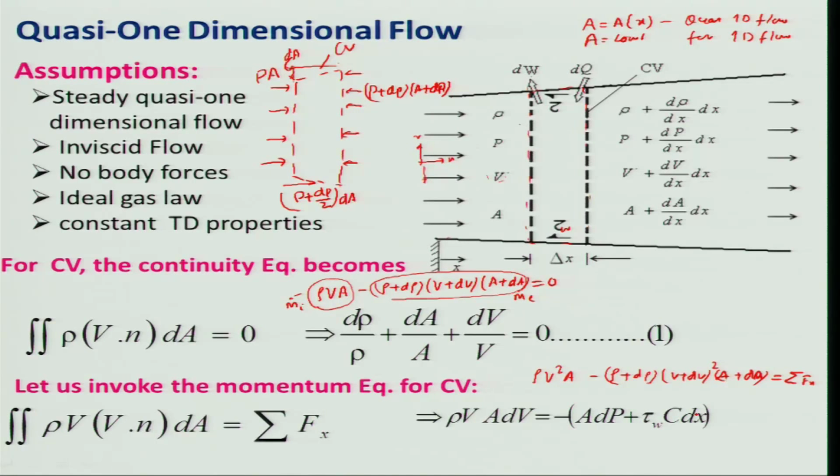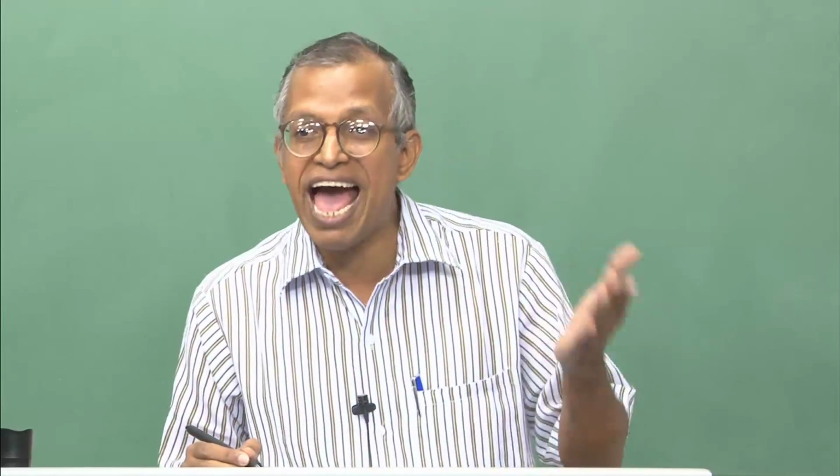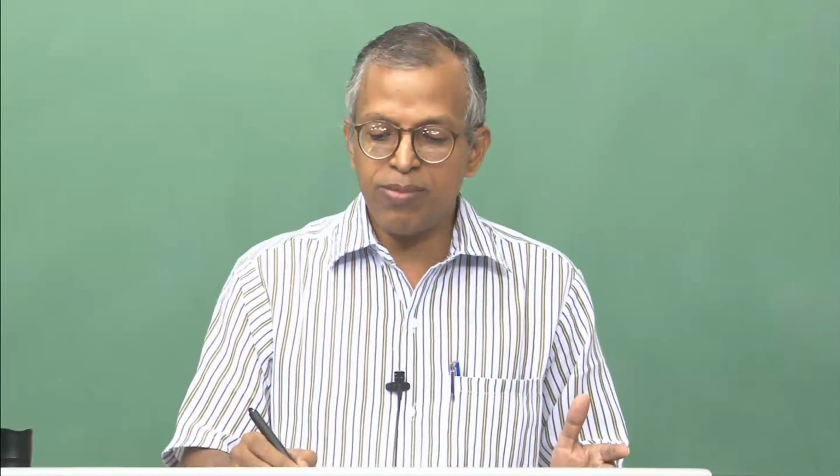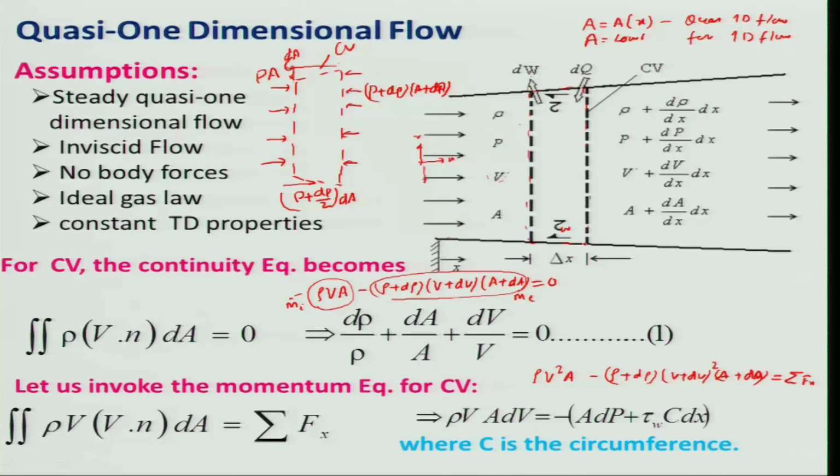As I told you, C is basically the circumference of this control volume. Of course, which circumference you will take? You will take the average, right. The circumference will be changing here and there, right. So, we take that, and what I will do? I will divide this equation by A and dx.